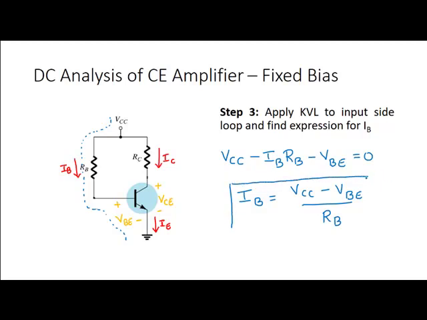So this is the expression for base current IB. VBE is equal to 0.7 volt. It is around 0.7 volt for a forward biased silicon transistor. If we are using a germanium transistor, then VBE will be in the range of 0.3 to 0.4 volt. So IB is equal to VCC minus VBE divided by RB. So this is the expression we obtained by applying KVL to the input side loop.